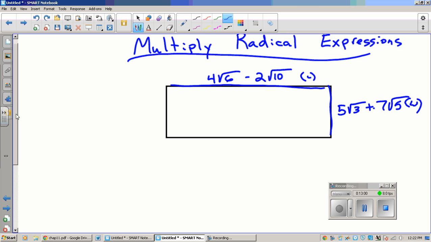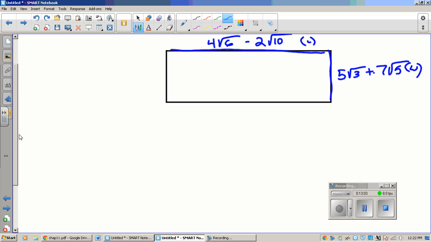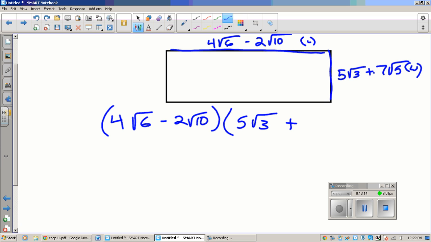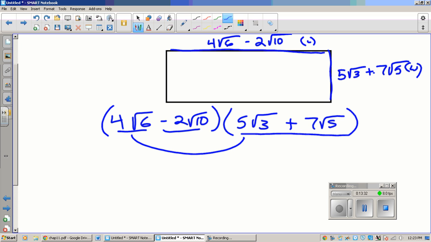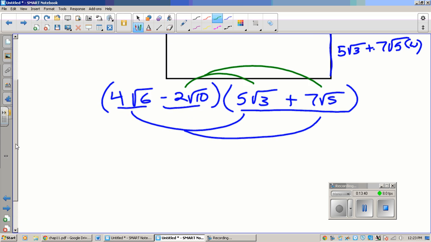You know how to multiply, but it's a little different with multiplying radical expressions. But you're going to see here in just a second that you've done this before. Okay, so I rewrite the problem like this in parentheses. So I've got 4 radical 6 and negative 2 radical 10. We're taking this expression and multiplying it by this. This is the same thing as FOIL. You're going to do first, outer, inner terms, and then your last terms. So there's 4 problems that you have to multiply here.